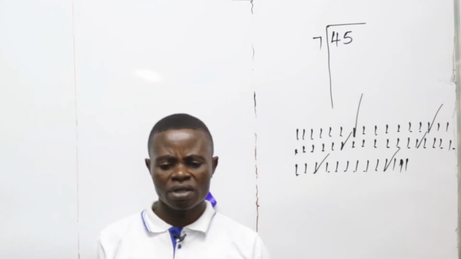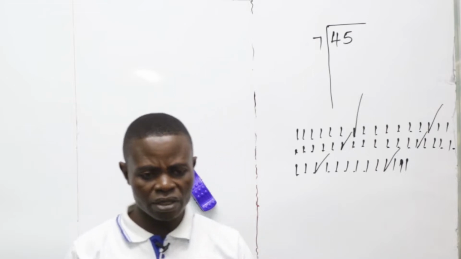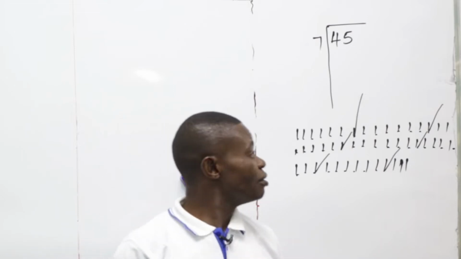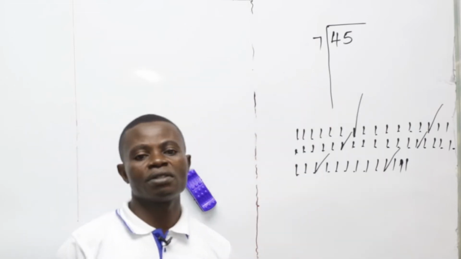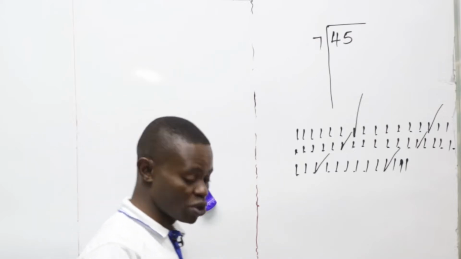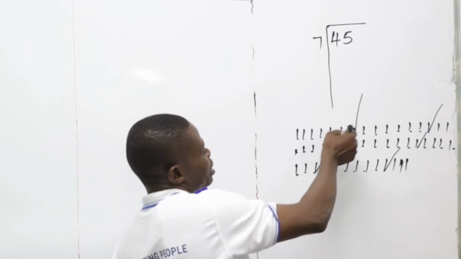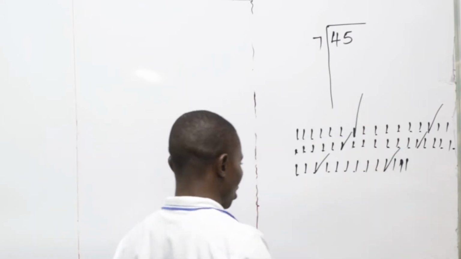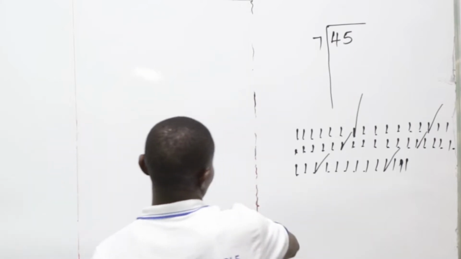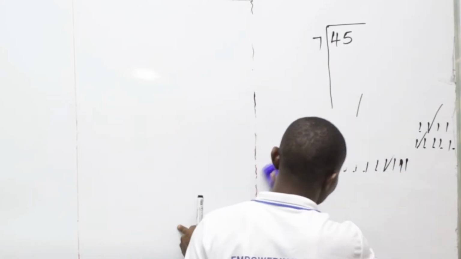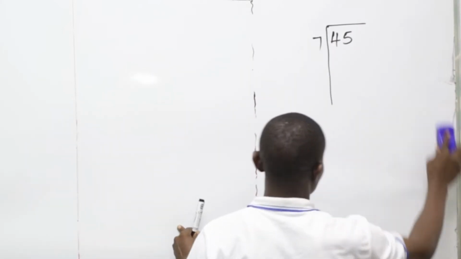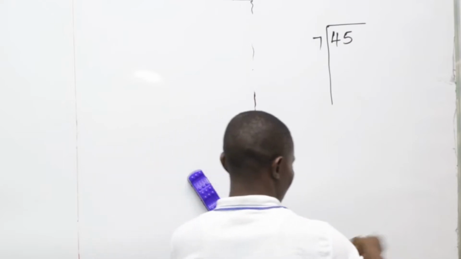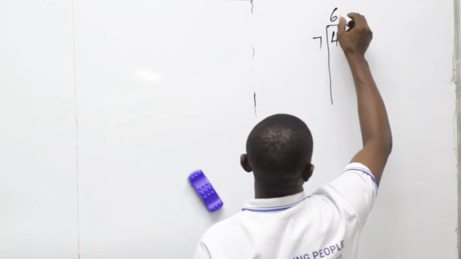Or you can go this way. 7 times 3, 21, times 4, 28, times 5, 35, times 6, that is 42. It means you must know your multiplication table, because this counting of sticks is a long process. In a fast exam system, if you do this, you will come last. So we have 6 times.